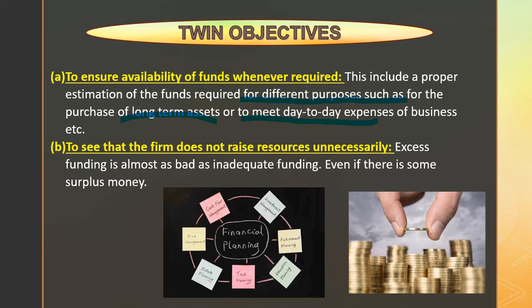Okay, so what is happening in the organization? They are saying we cannot spend money unnecessarily on resources like buying paper for printing. When paper is available easily, what do people do in the organization? They keep taking printouts and xerox for their own purpose, which is really bad. So when you really want to take a printout or a xerox copy, the machine is spoiled. Why? Because you keep using it. So these are the two important twin objectives. First is availability of funds whenever required. The second is to see that the firm does not raise unnecessary resources.